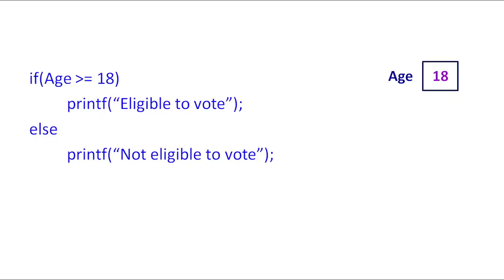In this example, we want to check whether a person is eligible to vote or not based on their age. A person should be 18 years or above to cast their vote. So in this example, we have used greater than or equal to operator, so that when the age is 18, it results in true. Also when the age is above 18, it results in true. Only when the age is below 18, it generates false.